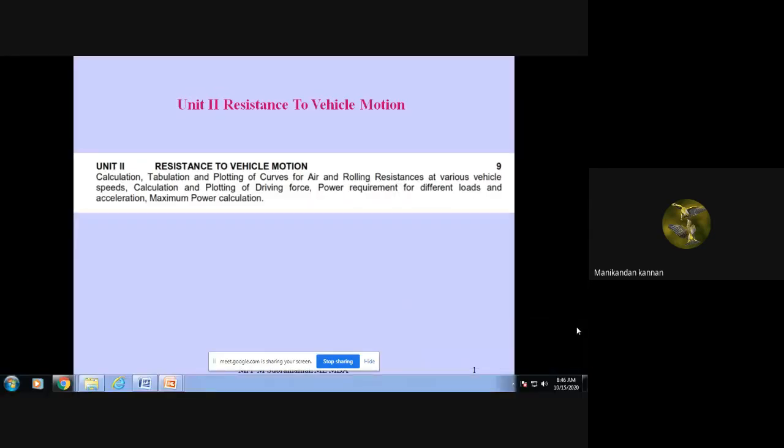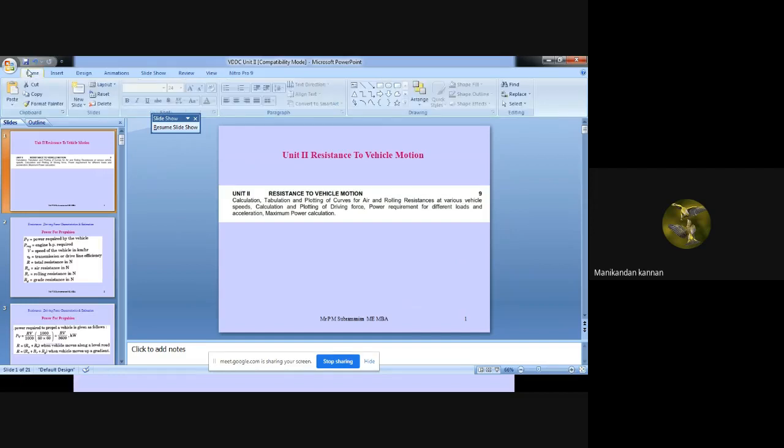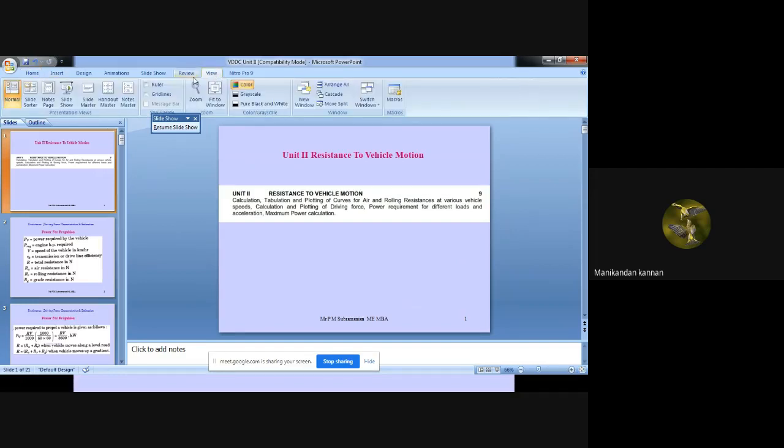So we have completed unit 1, that is in VDC. First unit we have completed, okay? That is, we have seen 5 problems. See, most of the problems will be coming from that model. Chances are more that the same problem may come, okay? Because all the university problems we have discussed.